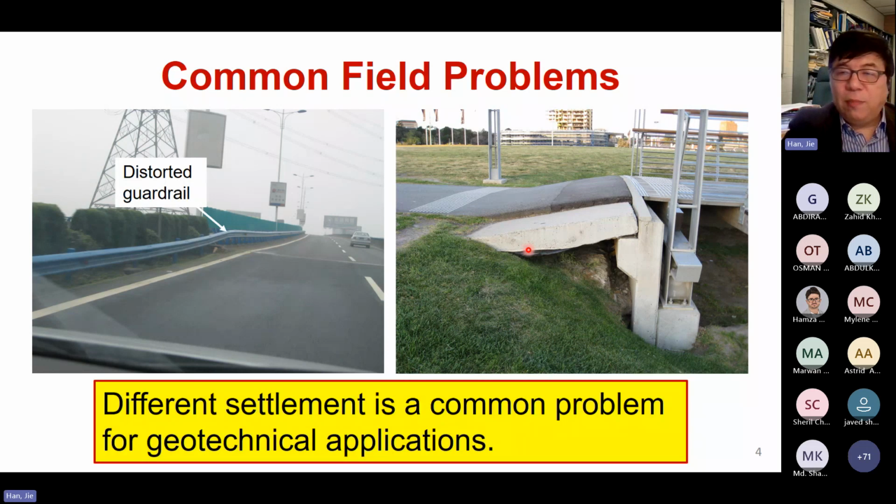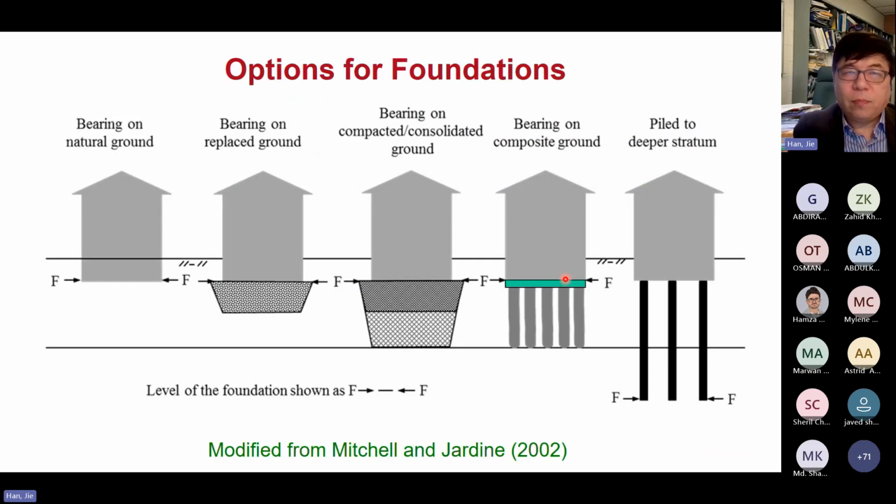So basically, differential settlement is a common problem for geotechnical applications. But how do we avoid this kind of problem? Ground improvement can come in to help.